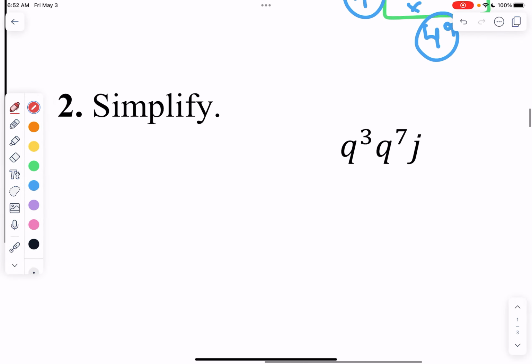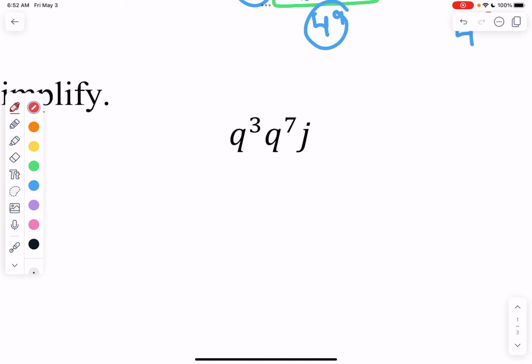So, number 2 says simplify q to the power of 3, q to the power of 7, j. So, the first thing I think is what's going on here. These are all side by side. That means multiply. So, exactly what we did in the last problem, except I cannot combine all 3 of these because they do not all have the same base, okay? The 2 that I can combine are q to the power of 3 and q to the power of 7, but j is not the same base, so I cannot multiply that with the other 2.